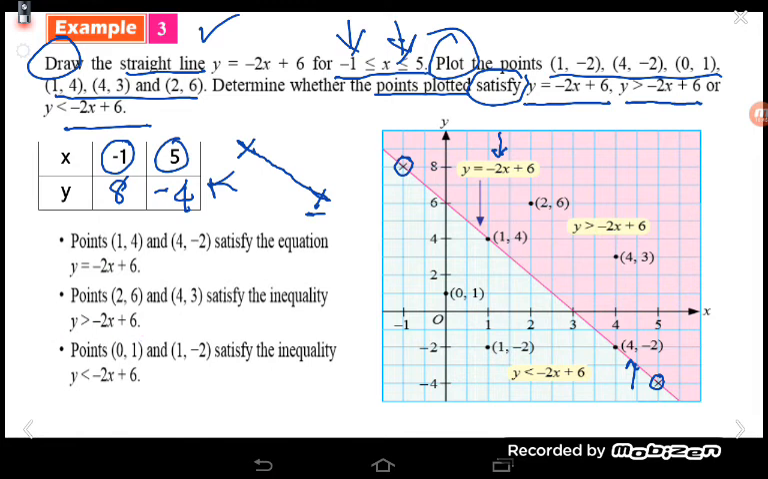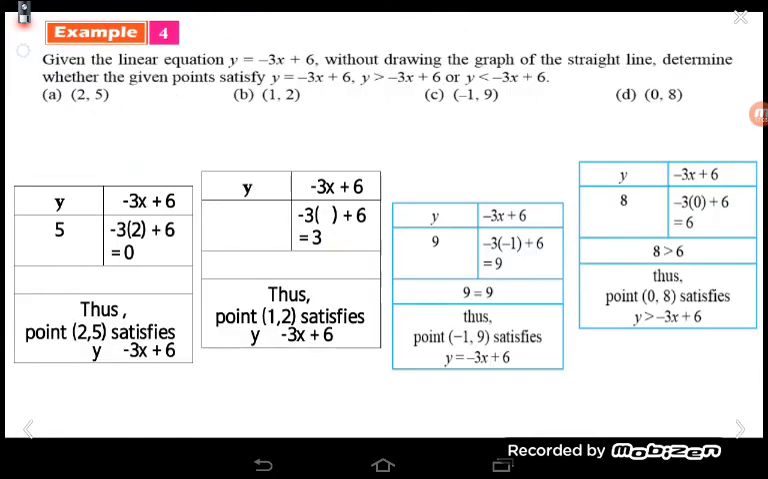So for 0, 1, for this point and also this point, it satisfies the below region, the blue color here. So the inequality is less. Very easy. Okay, next.